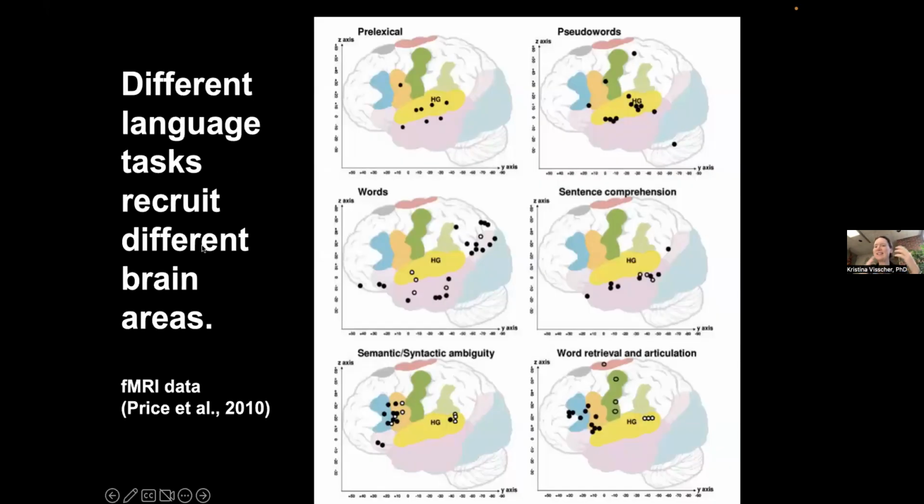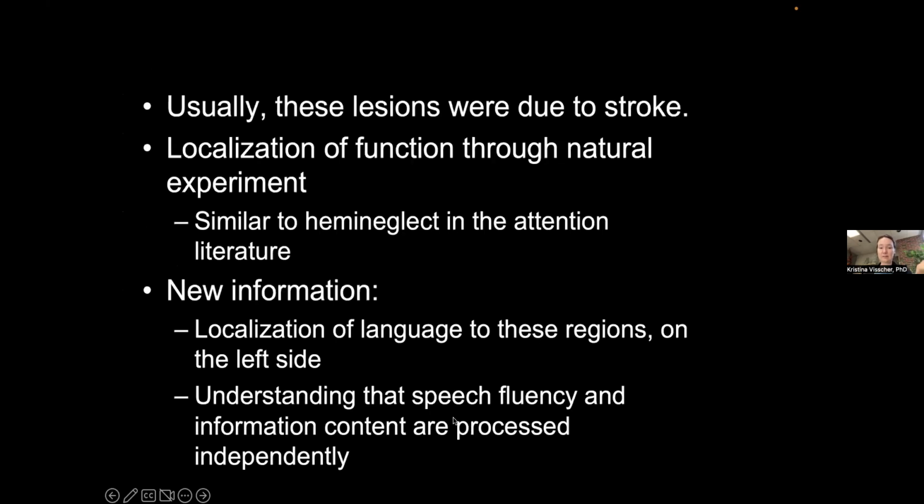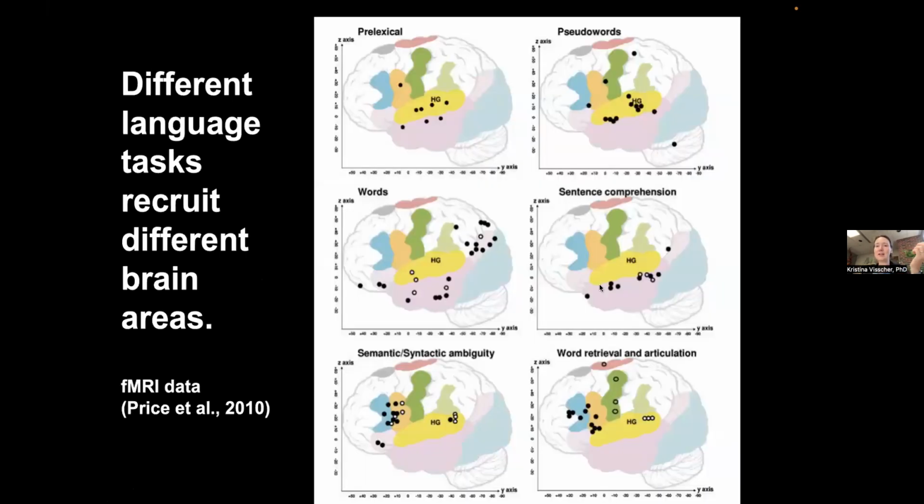And since then, there's been tons and tons of literature looking at different aspects of language. So for example, this review from 2010 shows regions that are involved in not just speech fluency and information content, but pseudo words, comparing pseudo words to words, and sentence comprehension. Different parts of this language network are important for these different kinds of tasks. So these are examples of looking at very specific parts of the brain and identifying their function.